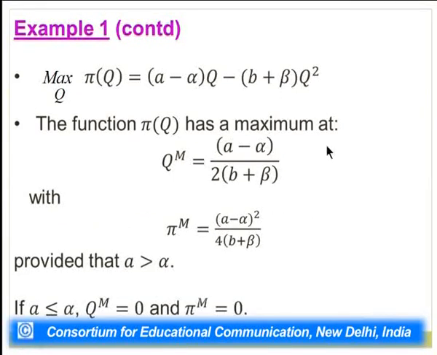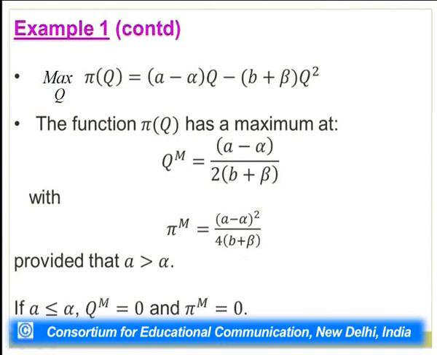So let's summarize our result. If the objective function is what is given here on this slide, then the monopolist maximizes his profits at Qm equal to A minus alpha divided by 2 times B plus beta, with the profits being A minus alpha the whole square divided by 4 times B plus beta at the optimum.